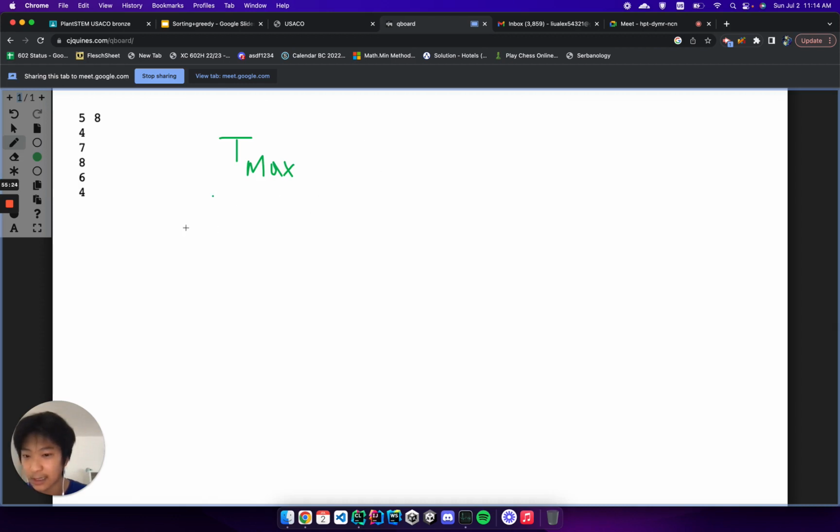So in other words, as k increases, the time it takes for the entire performance will go down. Does this make sense? Do you guys understand why this is true?